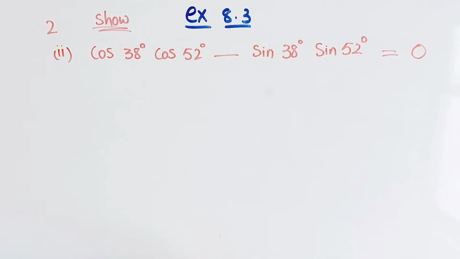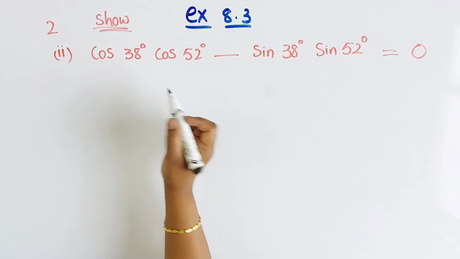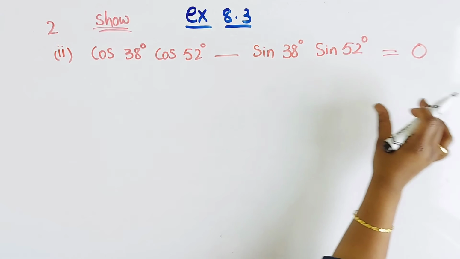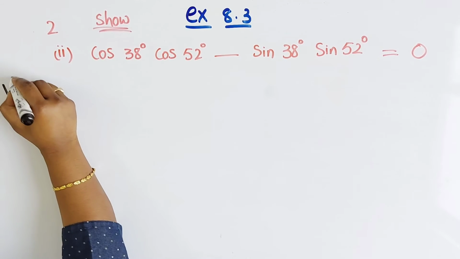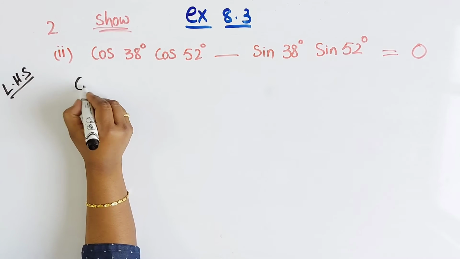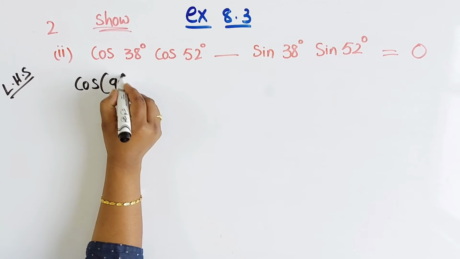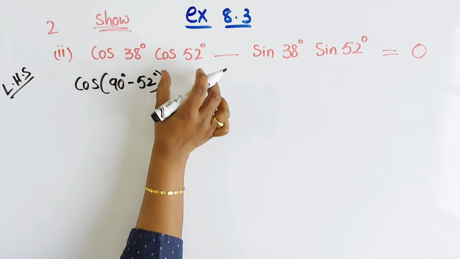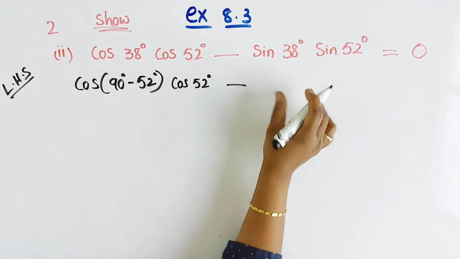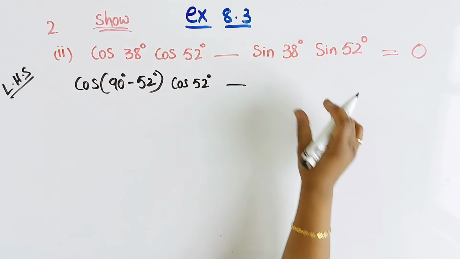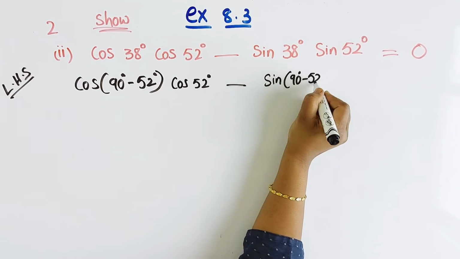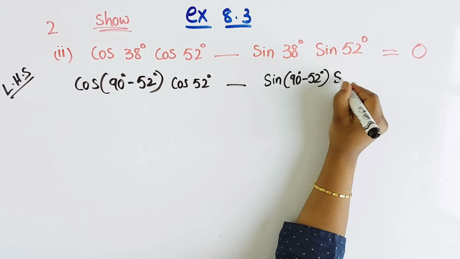Now the second question, children. Show that cos 38 degrees into cos 52 degrees minus sin 38 degrees into sin 52 degrees equals 0. Let's take the LHS part. Here cos 38 degrees, can we write cos 38 equal to cos(90 minus 52)? Correct? Now cos 52 I am writing as it is. Minus sin 38, this one also we can change, like sin(90 minus 52). Correct, children? Into sin 52.